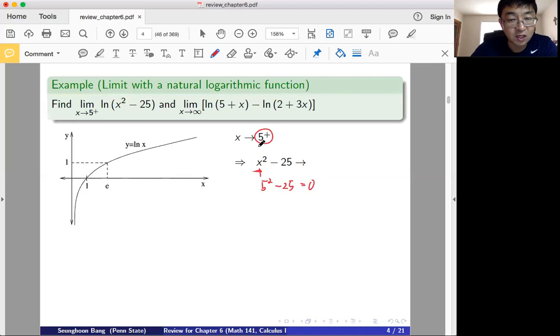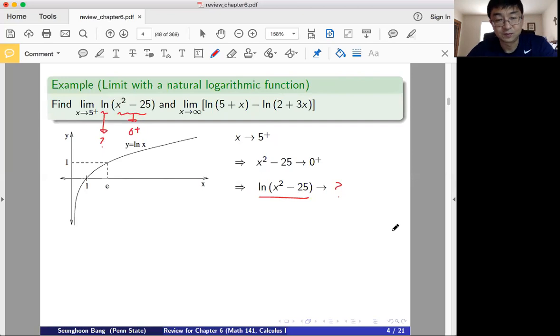The x value approaches 5 from the right, so this number is a little bit bigger. One example is 5.1 squared minus 25, which is greater than 0. What does it mean? It approaches 0 from the right. So like this, the inside one approaches 0 from the right. What happens to the ln function?